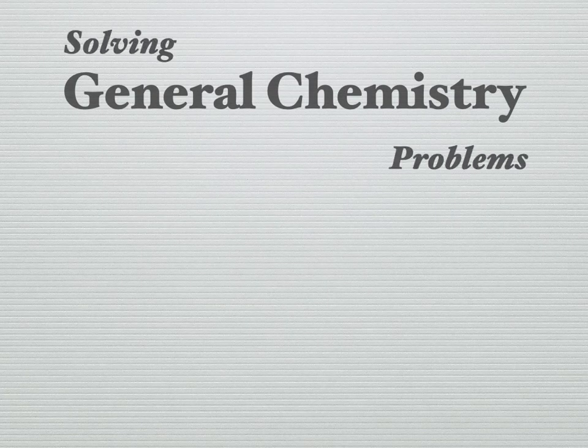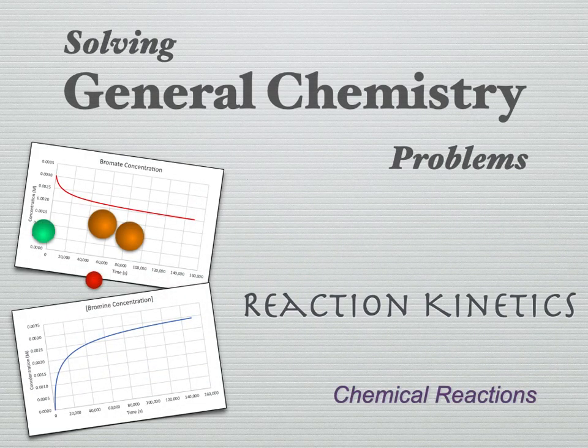Solving general chemistry problems. Reaction kinetics. What is a chemical reaction? For a reaction to occur, two things, atoms, molecules, ions, must bump into each other. There has to be a collision.